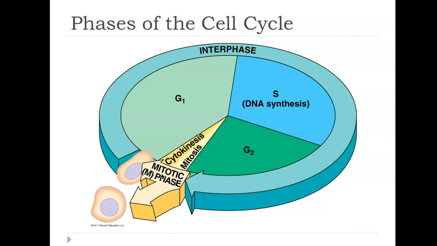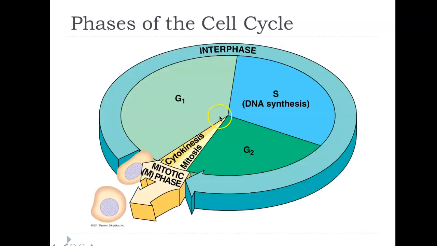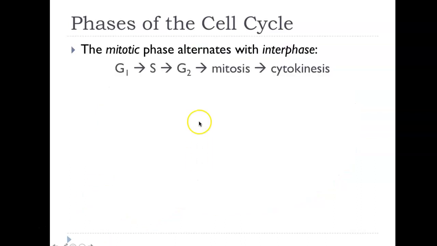G1, S, G2, M, cytokinesis. All right? The mitotic phase is going to alternate with interphase. So I'm going to go back to the picture. Yellow is mitosis. Everything else is interphase. So if it's in G1, S, or G2, it's in what we call interphase. That means the cell is not dividing. If it's dividing, it's in mitosis. All right? And that's the order they go in.